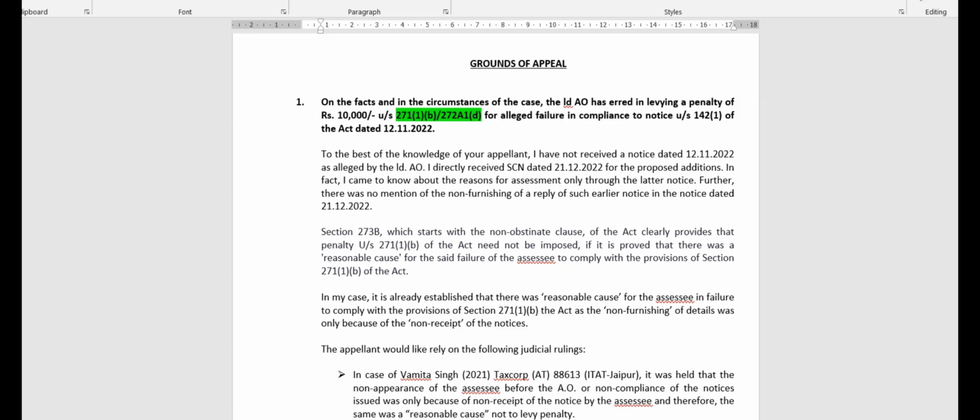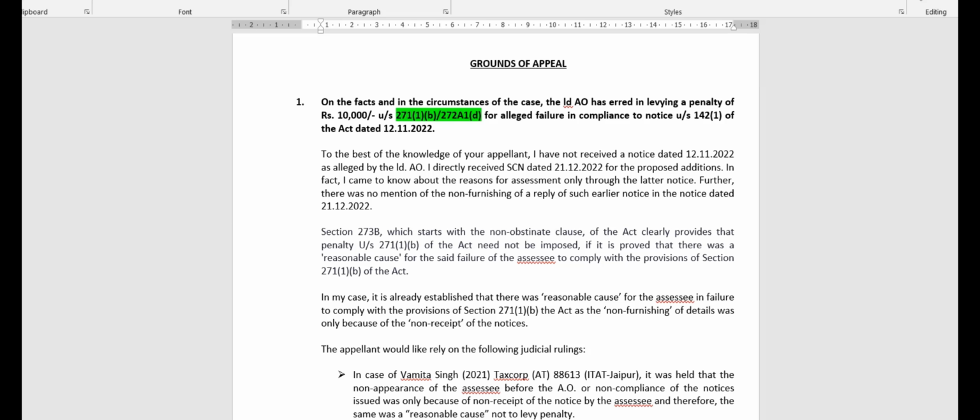The quantum of penalty is fixed, that is 10,000 per failure. So say you have been served 5 notices during the assessment, and out of 5 you fail to furnish a reply to 2 notices, then the AO can levy a penalty of 20,000. Of course, before levying such penalty, the AO will serve a show cause upon the assessee, and if the assessee can demonstrate any reasonable cause for non-furnishing of reply for whatever reason, then the AO will drop that penalty proceeding.